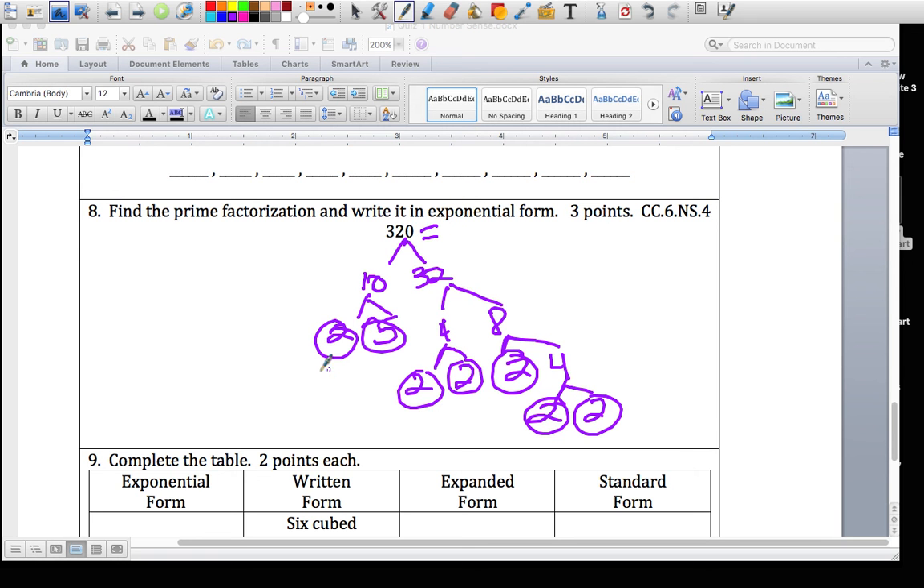So, how many twos? There's 1, 2, 3, 4, 5, 6 twos. So, 2 times 2 times 2 times 2 times 2 times 2, 1, 2, 3, 4, 5, 6, and times a 5. So, that's what 320 is equal to as a product of prime factors. Another way of writing this would be 2 to the 6th power times 5. Okay? The last set of questions.